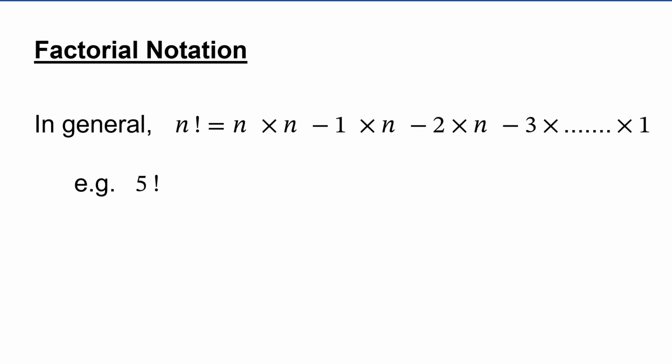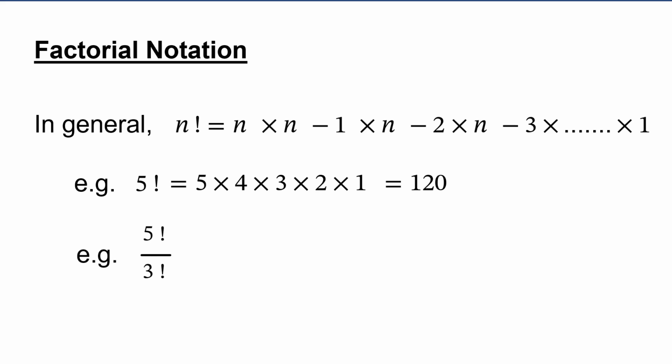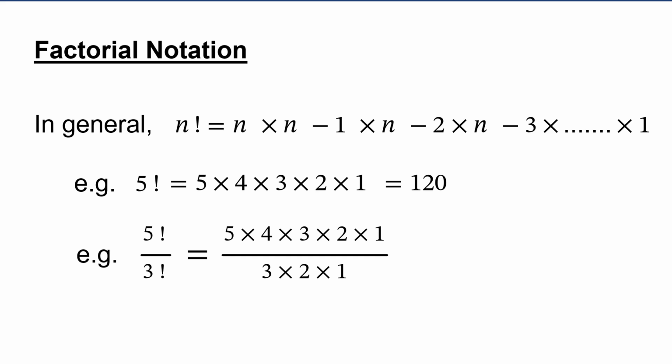For example, 5 factorial is 5 times 4 times 3 times 2 times 1, and this equals 120. Another example is, say you want to find 5 factorial over 3 factorial. You can do that manually. So 5 factorial is 5 times 4 times 3 times 2 times 1 divided by 3 factorial, which is 3 times 2 times 1. Now we know that these will cancel out to get 5 times 4 for our result.